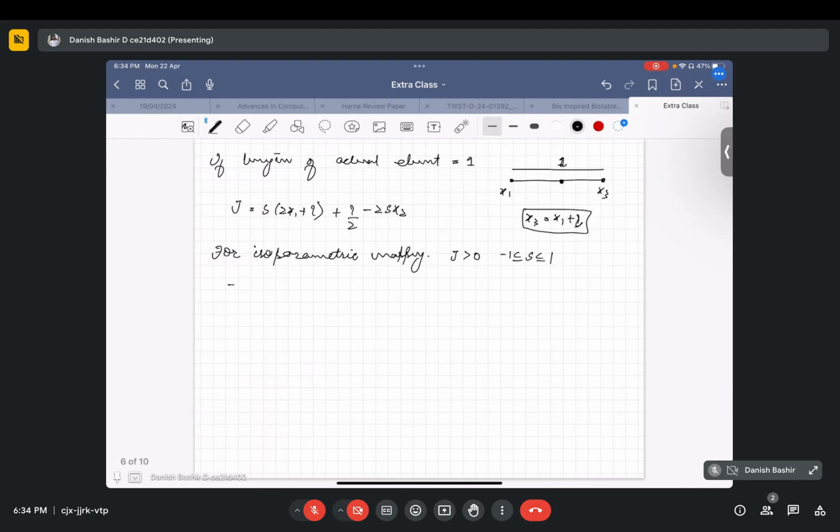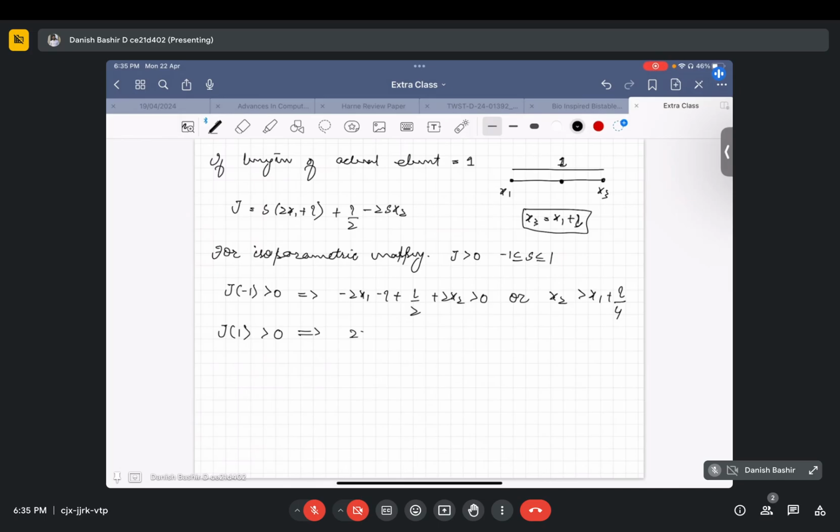So for that, J of minus 1 should be greater than 0, which implies that minus 2x1 minus L plus L by 2 plus 2x2 should be greater than 0, or x2 should be greater than x1 plus L by 4. I hope you people are getting this point. And J of 1 should be greater than 0. Both should be greater than 0, then only we will get J not equal to 0.